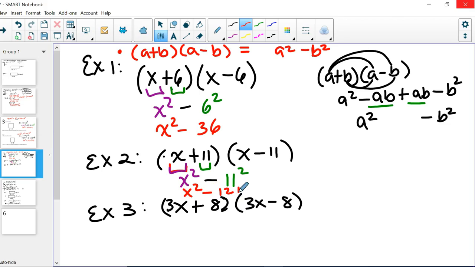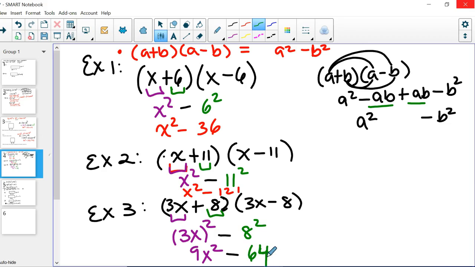What if you have a number in front of your x? Well, all you have to do is square that number, okay? So 3x plus 8 times 3x minus 8. You would square 3, so 3 times 3 is 9. So it will end up being 3x squared minus my second number, 8 squared. So 3x squared will be 9x squared, minus 8 squared, which is 64. So this will be my final answer.